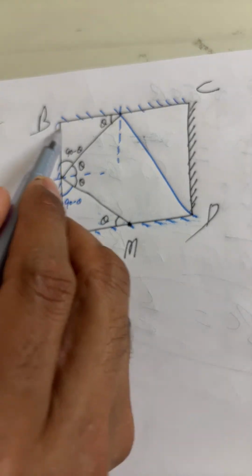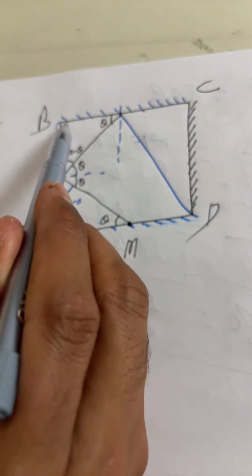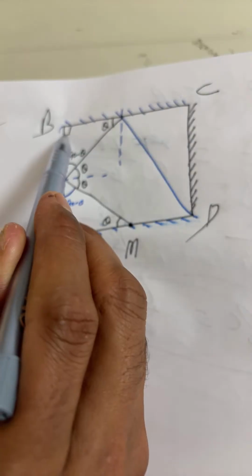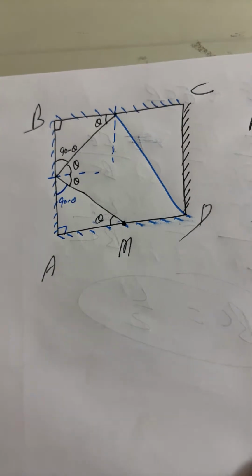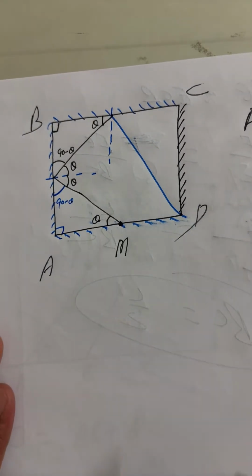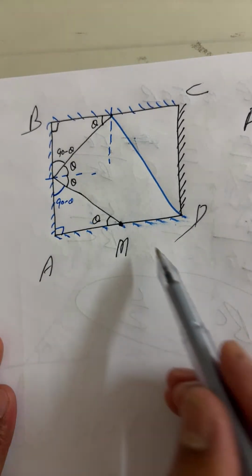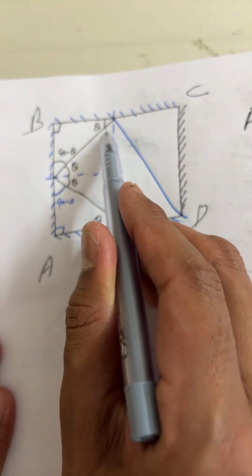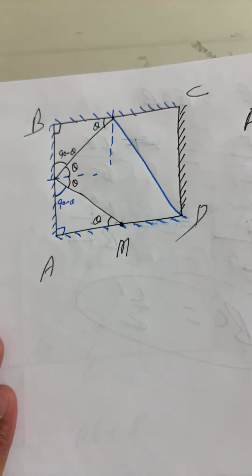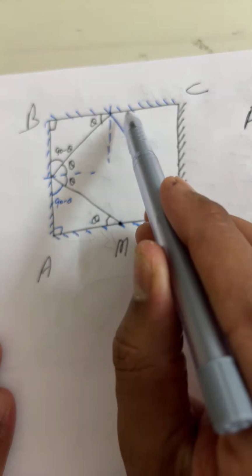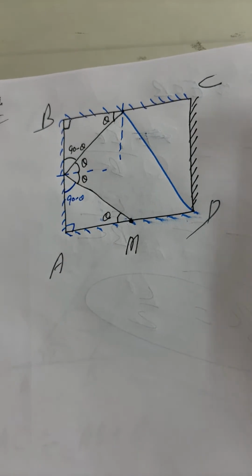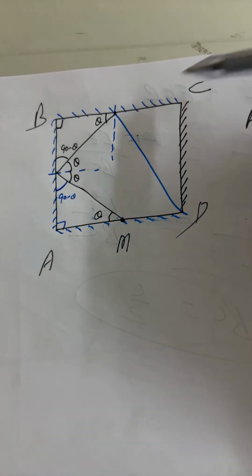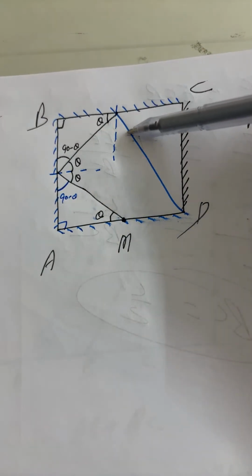So you can easily say this angle remains 90 degrees. Right, my dear? Okay. If this is theta, then this angle is 90 minus theta. And this angle you can say is theta. This way, you can say this angle remains theta.